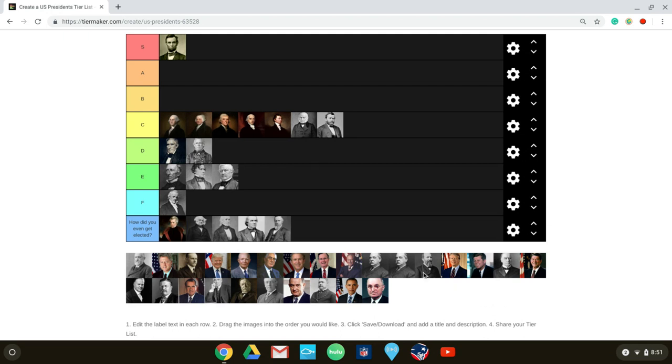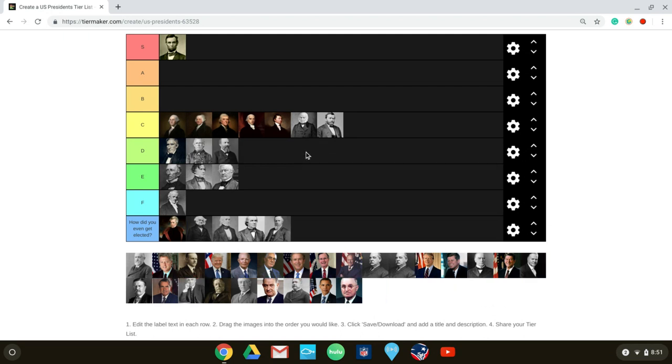Next up, there would be Chester A. Arthur, and I'm going to put him in the D tier. Just the sample size is way too small. He got shot within his first year of the presidency. Don't really know what would have been. Sample size is too small. D tier.